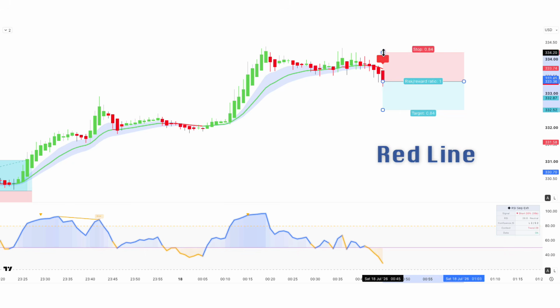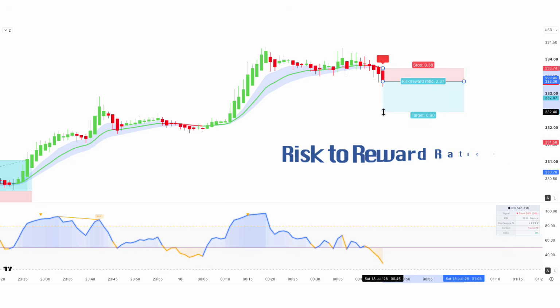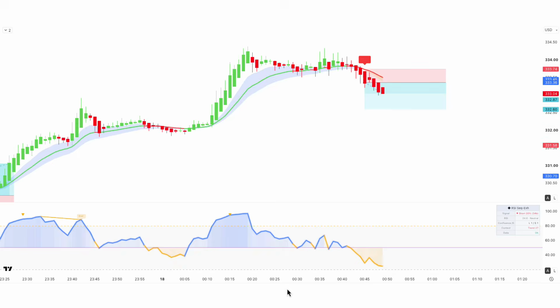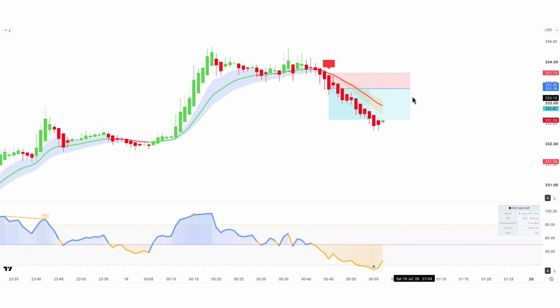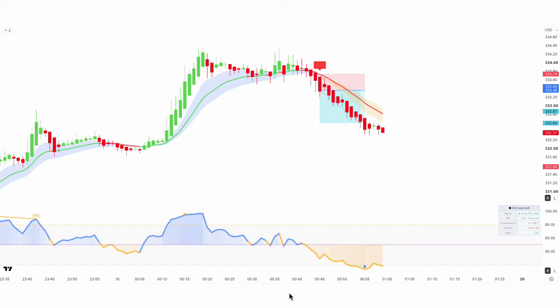Our stop loss is to be placed at the red line, and the risk to reward ratio will be 1:2. Let's see what happens to our trade. We have won the trade. Let's find the next trade.